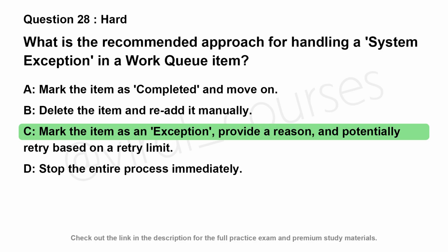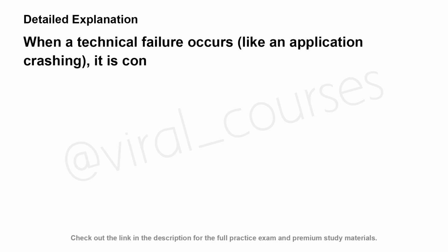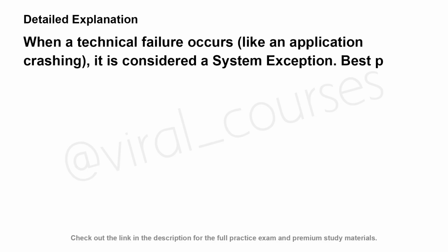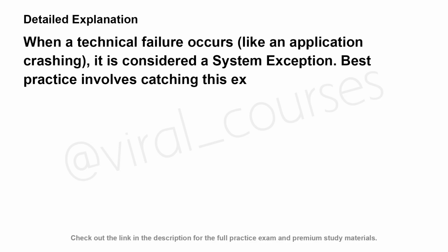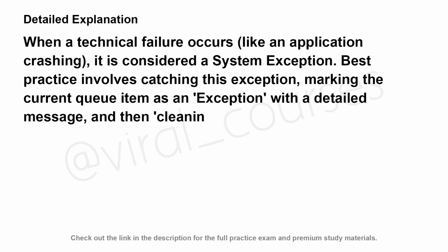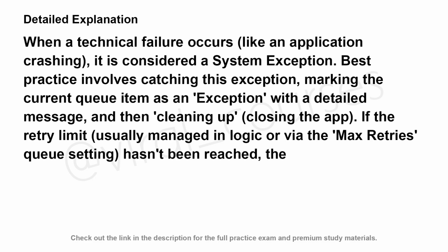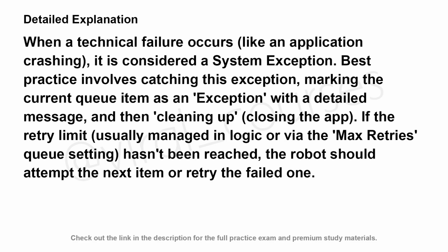The correct answer is C. When a technical failure occurs, like an application crashing, it is considered a system exception. Best practice involves catching this exception, marking the current queue item as an exception with a detailed message, and then cleaning up, closing the app. If the retry limit, usually managed in logic or via the max retries queue setting, hasn't been reached, the robot should attempt the next item or retry the failed one.